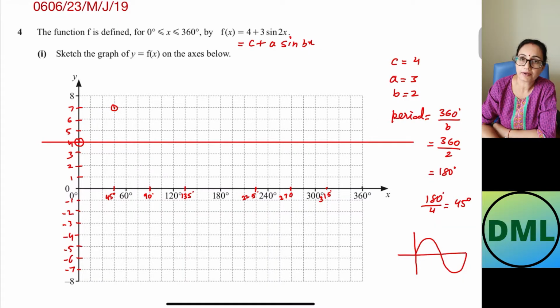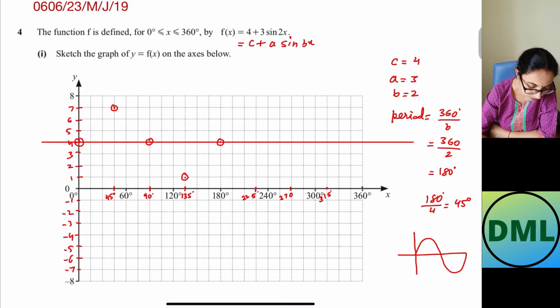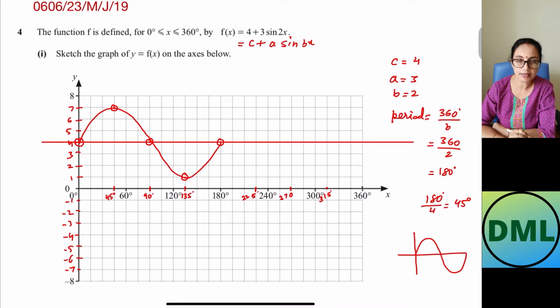At 90 degrees it will again touch the axis. So it will come back to the axis again. At 135 degrees, it will again go down 3 units. So it will go 1, 2, 3. That means it will go till 1. At 180 degrees, it will touch the axis again. So this is my graph for sine. My one cycle completes in 180 degrees.